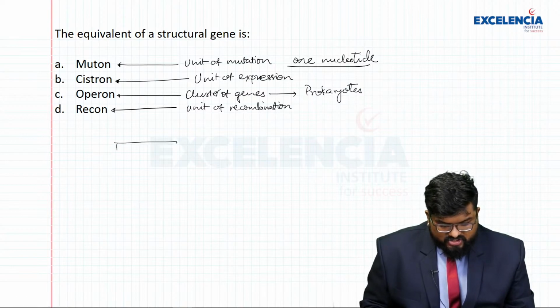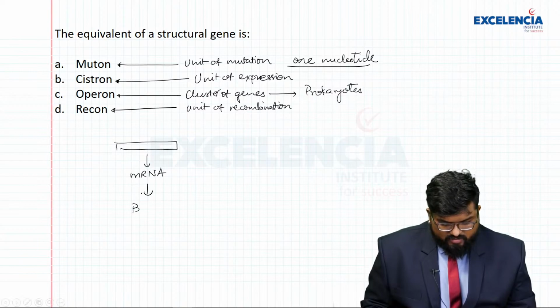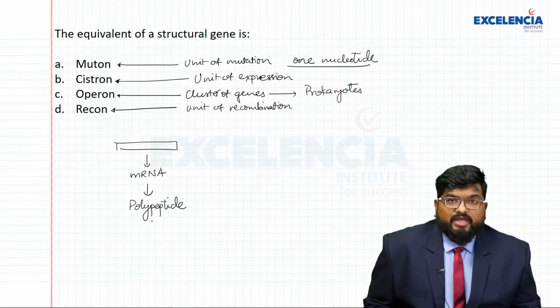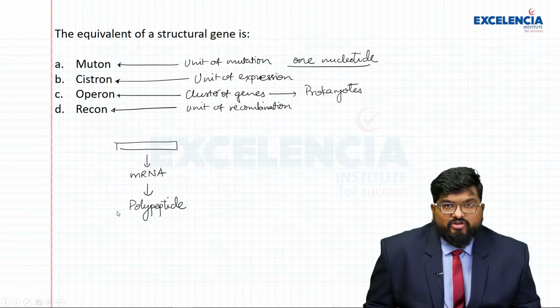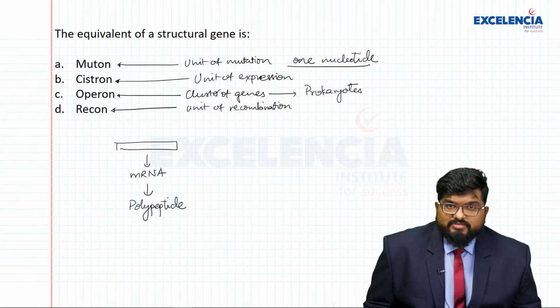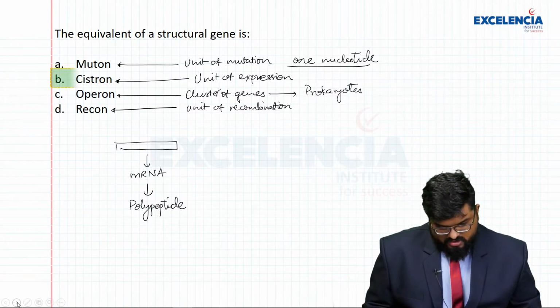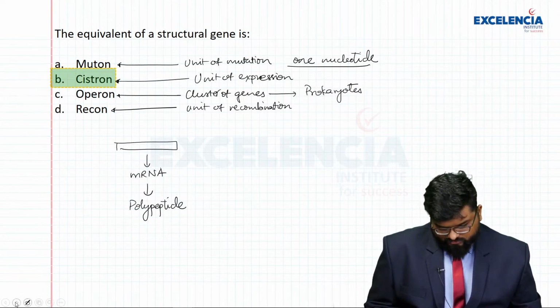When we say a gene has expressed and given us an mRNA, and this mRNA has given us a polypeptide, then that is what is known as what? Cistron. So the unit of expression is a cistron. Got it? So structural gene is nothing but cistron.